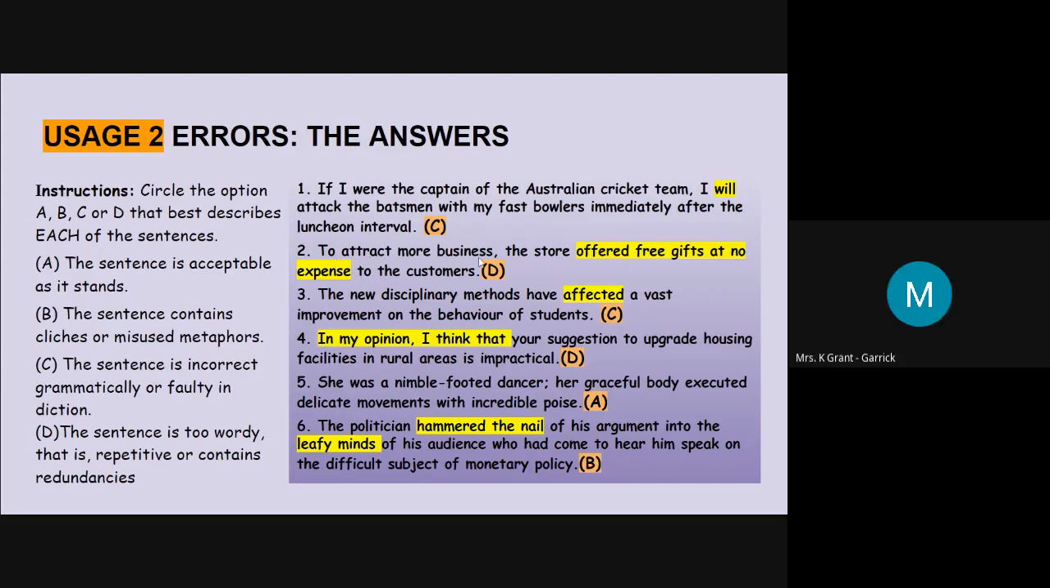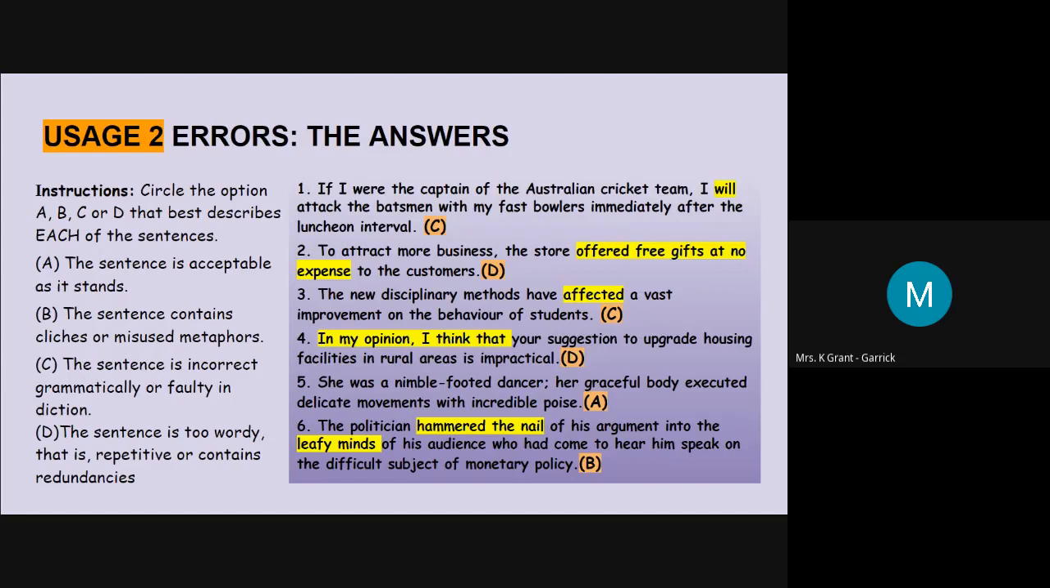Then for number 2, "To attract more business, the store offered free gifts at no expense to the customer." We know that that is redundancy, because gifts are usually free, and if it's free, that means it has no expense attached. And for number 3 now, where it says "The new disciplinary measures have affected a vast improvement of the behavior of students," we know that this is an error, because it should have actually been effected instead of affected.